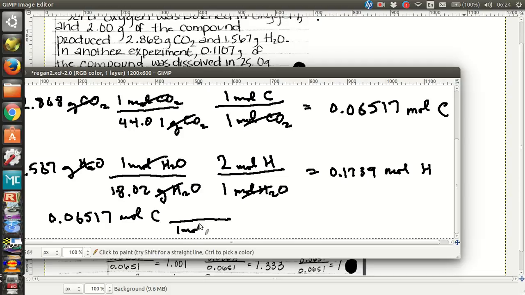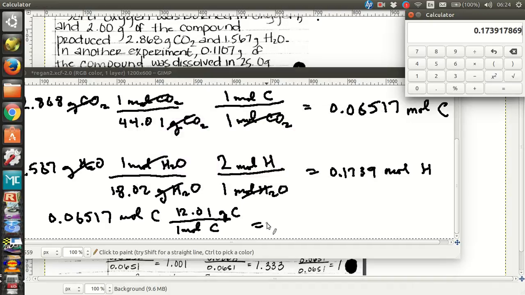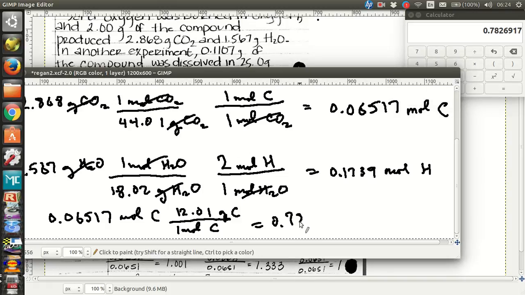In 1 mole of carbon, on the periodic table, there are 12.01 grams of carbon. So 12.01 grams times 0.06517 moles, and that's 0.7827. That's 0.7827 grams of carbon.